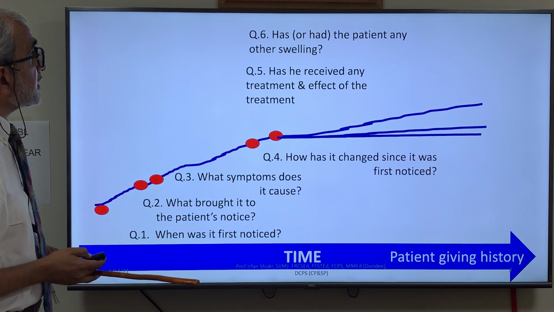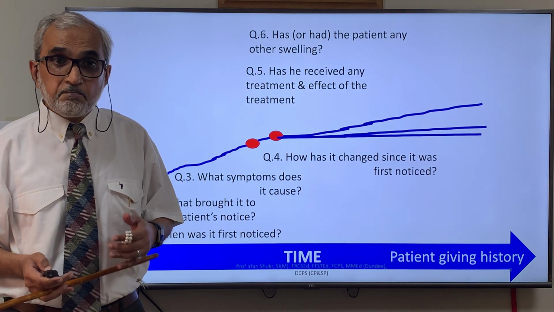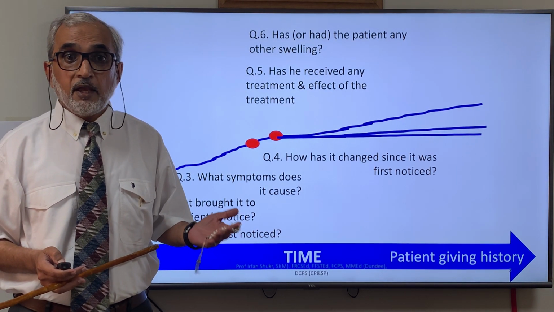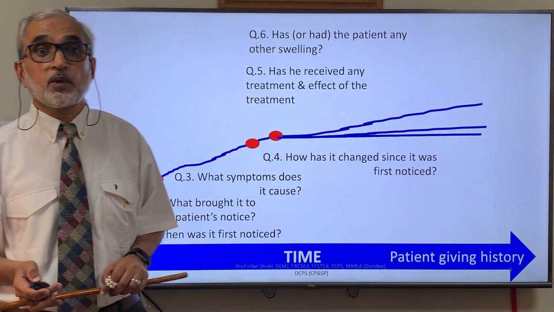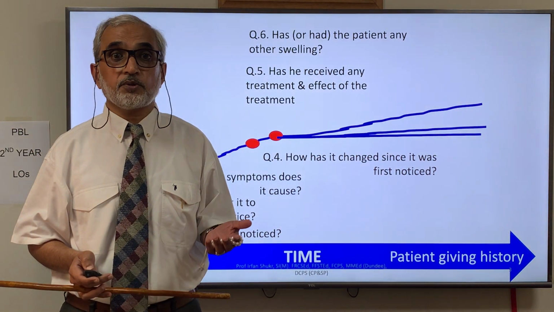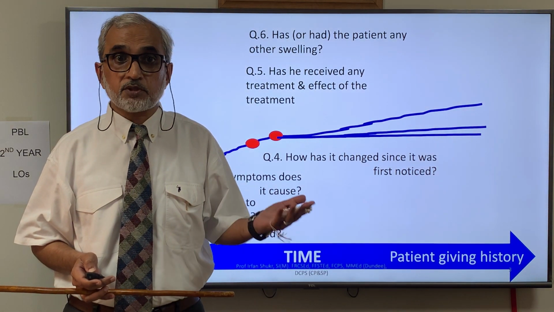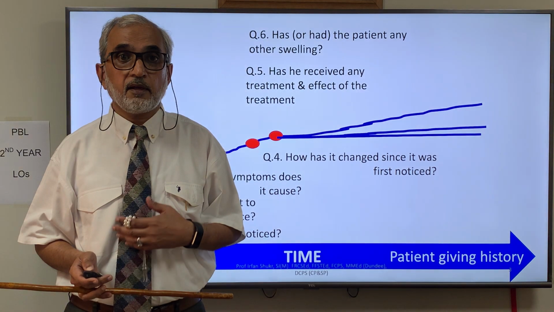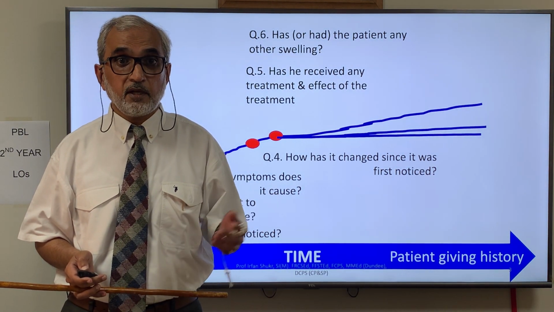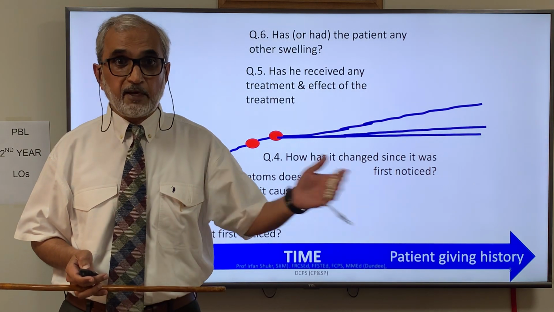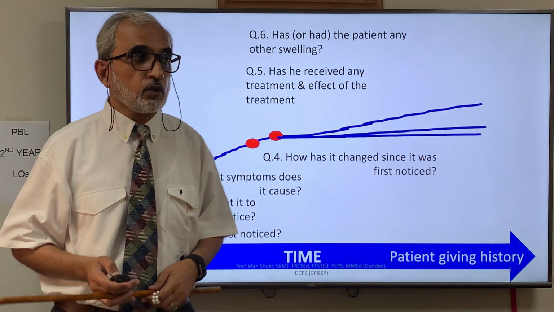Has or had the patient any other swelling? It's very important. Patient may have other swellings also, which may be similar to that, because we know many swellings may not occur alone, there may be many swellings, like multiple lipomatosis. A patient usually has multiple lipomas. Or neurofibromatosis, in which a patient may have multiple fibromas instead of one, obviously with deeply involved spots also.